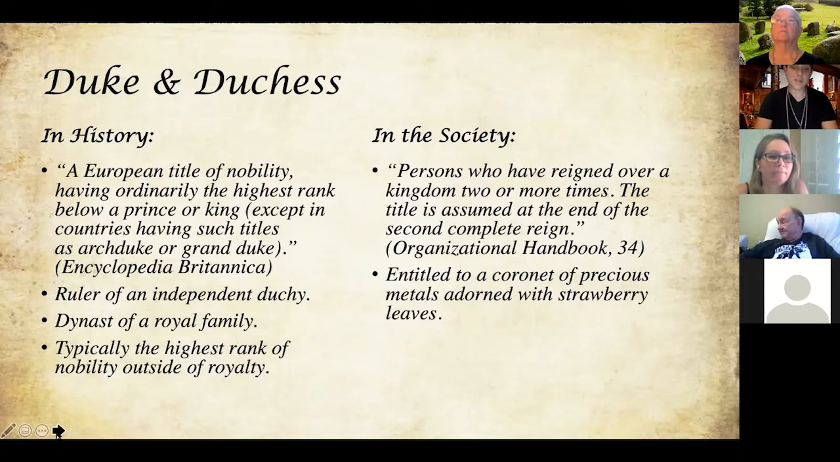And as such, they are entitled to wear a coronet of precious metals adorned with strawberry leaves. Now, in the society, this particular title has an interesting history in that the male form of this was established in AS2, whereas the female version of this title was established in AS7.